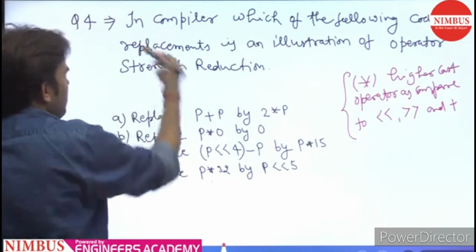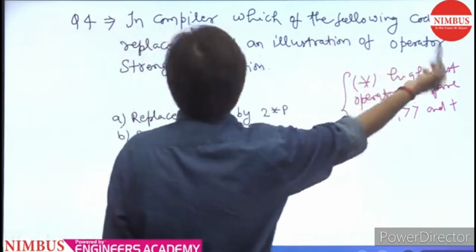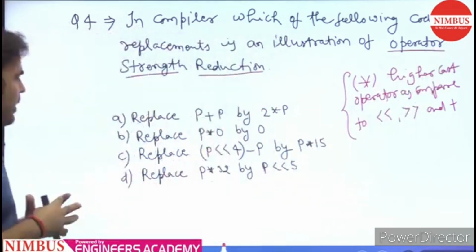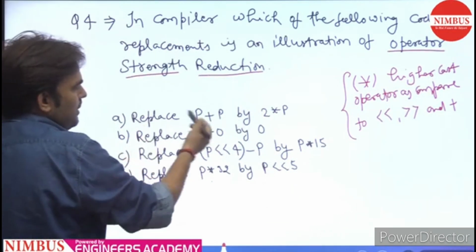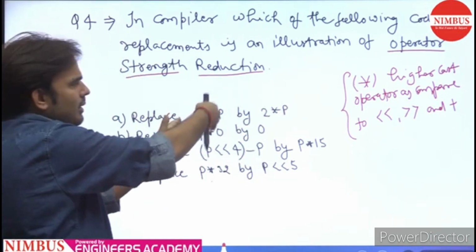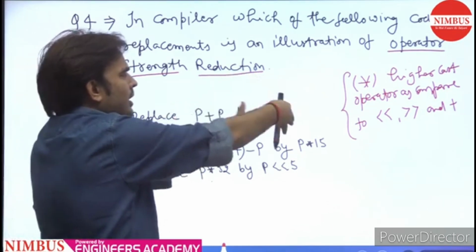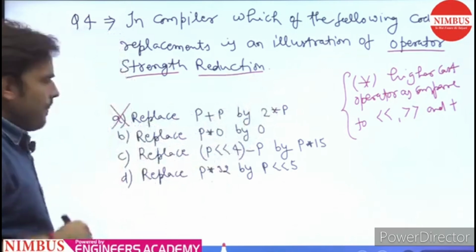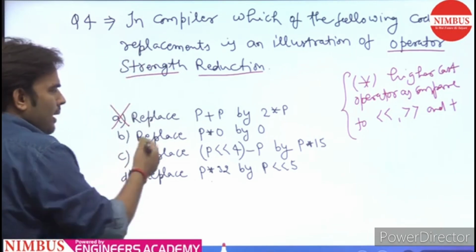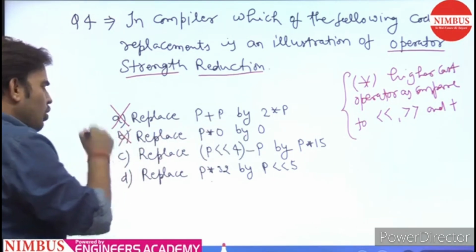So it is asking which code replacement is an illustration of operator strength reduction. Let's see here. Replace p plus p by p asterisk. Here plus is a lower cost operator as compared to multiplication or asterisk, so here we are replacing plus by asterisk, so definitely it's a wrong option. It is violating the condition of operator strength reduction. Option B, replace p asterisk 0 by 0. This is again a wrong option.